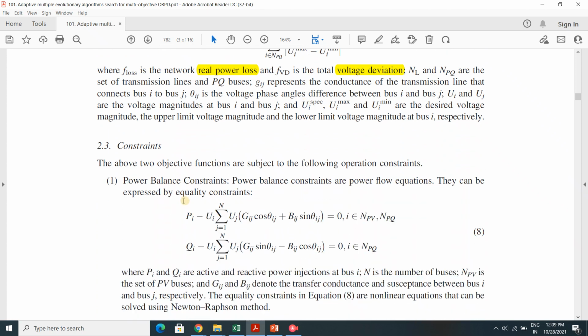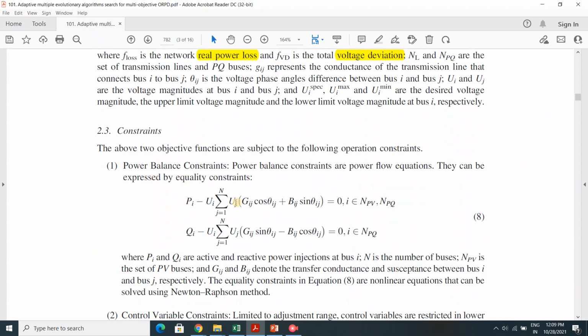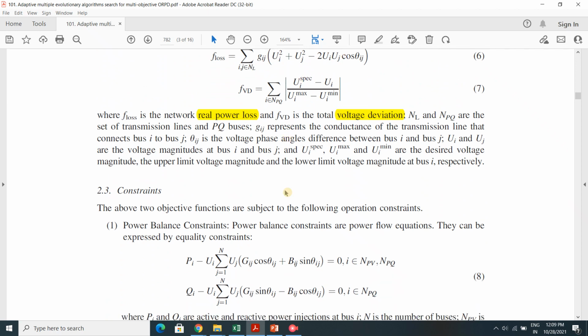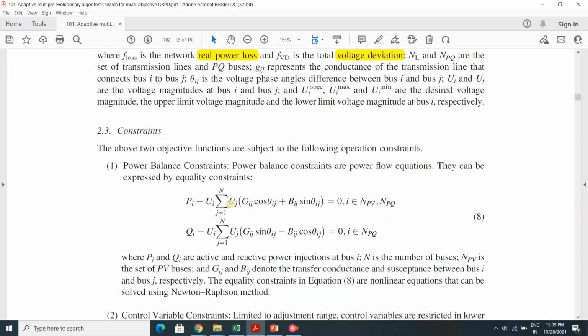Also you have to minimize voltage deviation. Two things simultaneously. And now we have constraints. These are called the equality constraints. You can see the equal sign is there. That means whatever values of u and j you get, these are the variables.